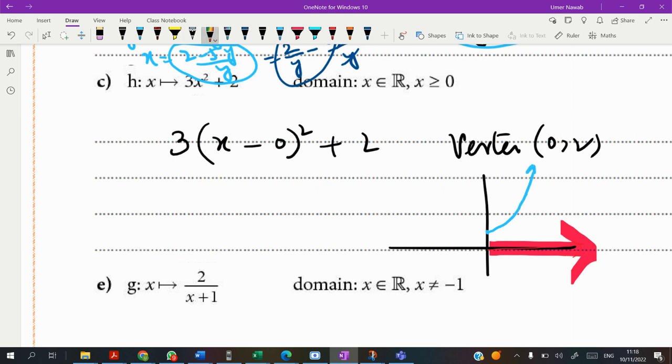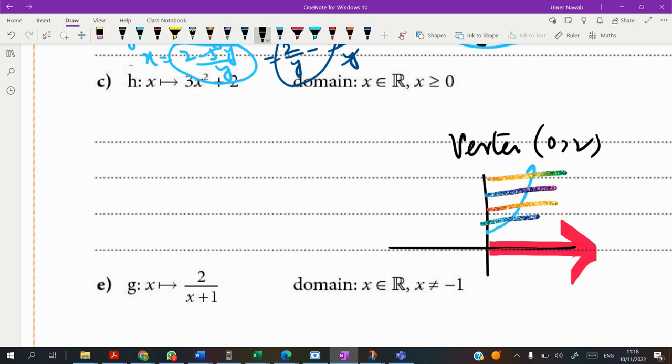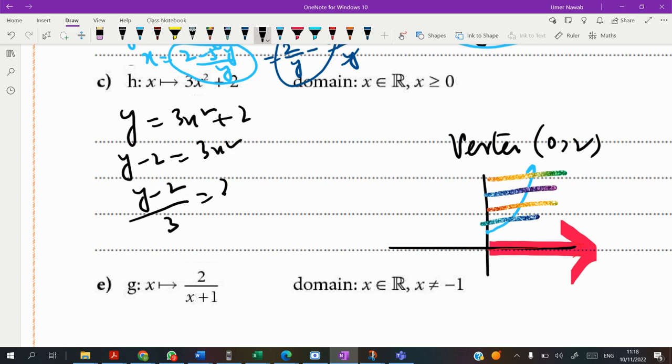Guys, is there any u-turn? The horizontal line test passes, so f inverse exists. Don't worry, I can find f inverse very quickly. y is equal to 3x squared plus 2. Send the things to this side. So y minus 2 is equal to 3x squared. y minus 2 divided by 3 is equal to x squared. Send the square root with a plus minus sign.